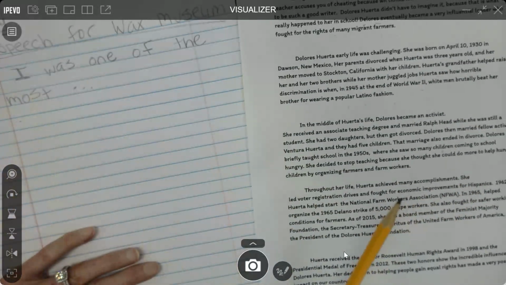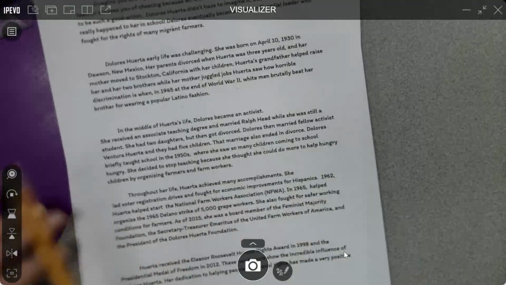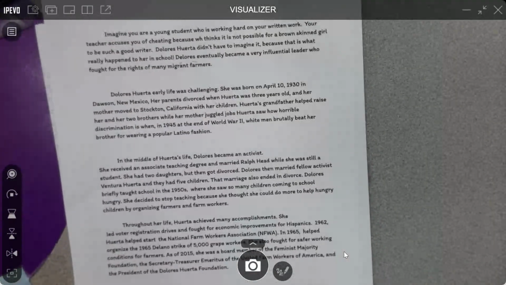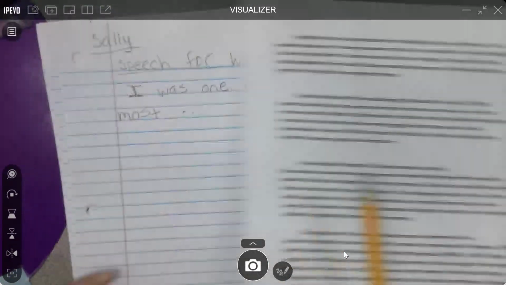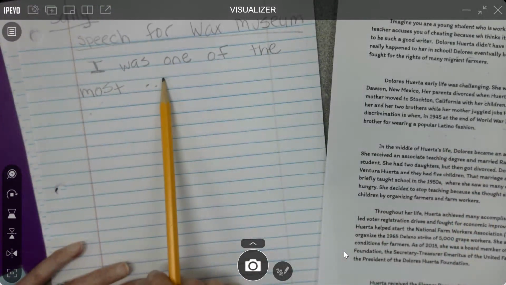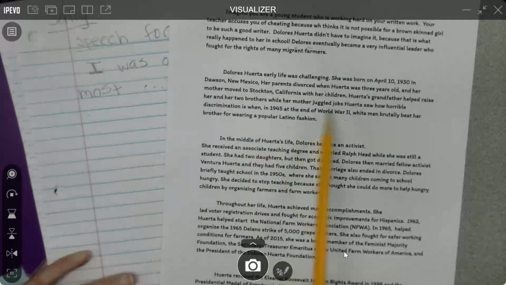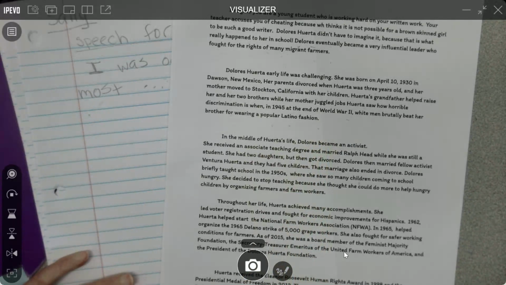So to be clear, fifth graders, we are not going to be reading our essays at our Wax Museum. We are going to change our essay into a first person speech. We're going to pick the most important parts from each paragraph of our essay and redo it onto a speech.